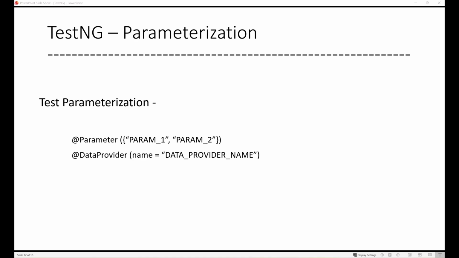Parameterization can be done in two ways in TestNG. One is using the @Parameters annotation, which takes arguments, here param1 and param2. It can be more than these two, but I have just given an example with two arguments. The other way of parameterizing is using the DataProvider annotation. In this session we will look at the Parameters annotation, and in the following session we will look at DataProvider. Alright, let's jump in.